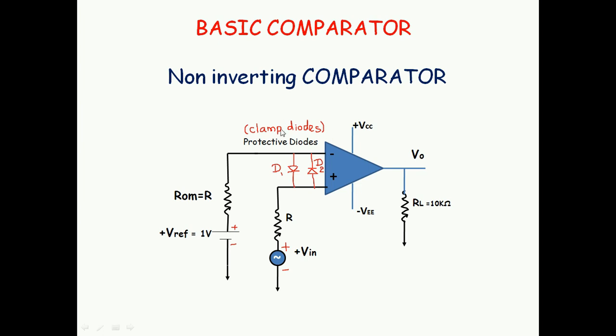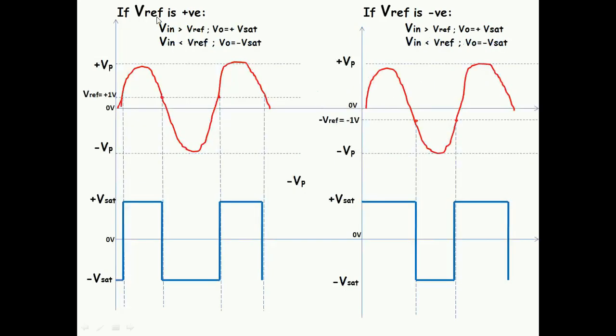Okay, now we'll see the input output waveforms of the non-inverting comparator. Here I have considered two cases. The first case is V reference as positive, and the second case is V reference as negative. Going to the first case, considering V reference as positive, there are two conditions to consider, whether V in is greater than V reference or less than V reference.